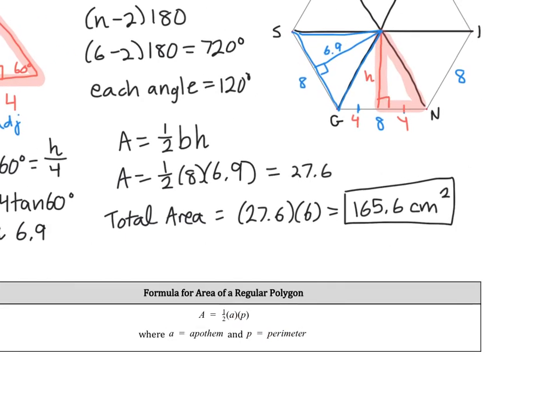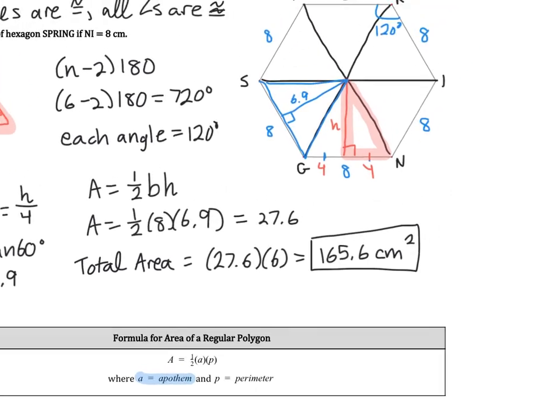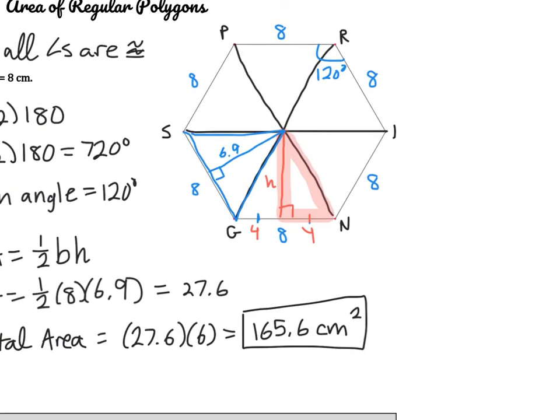So let's talk about first what this apothem is. The apothem is essentially this height that we found. It's the perpendicular distance from the center to any side of your polygon. So this from here to here, as long as it's perpendicular, would be considered our apothem.